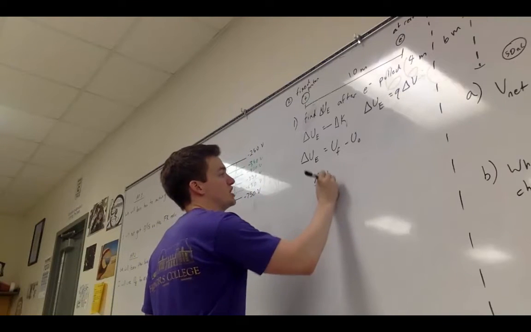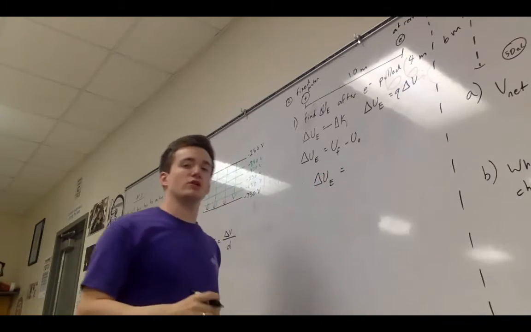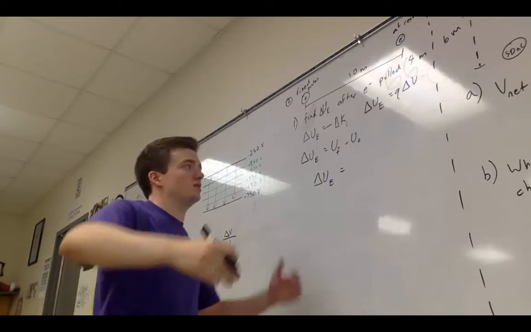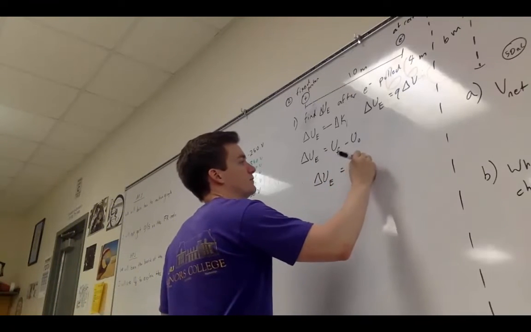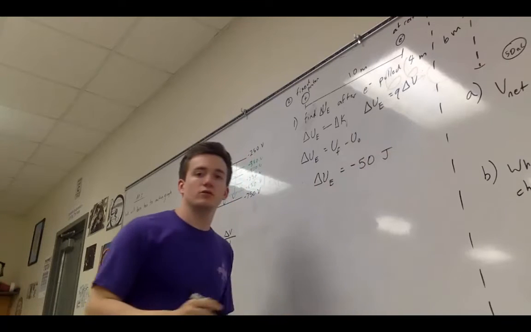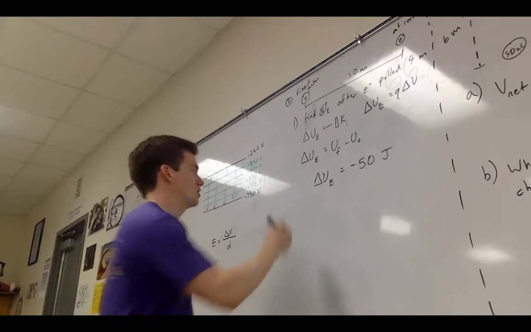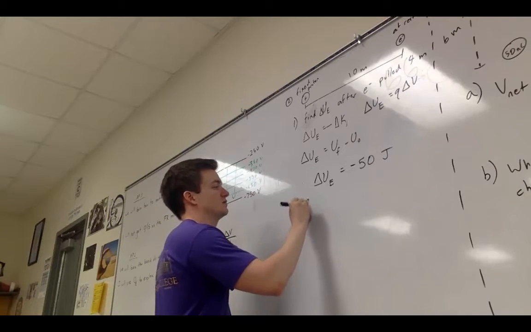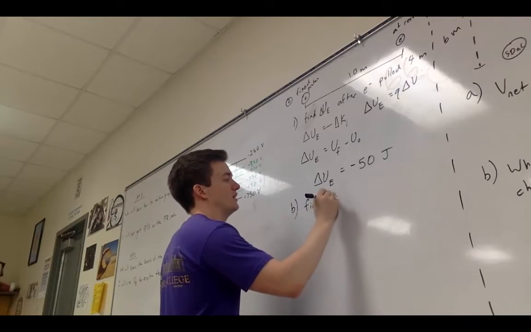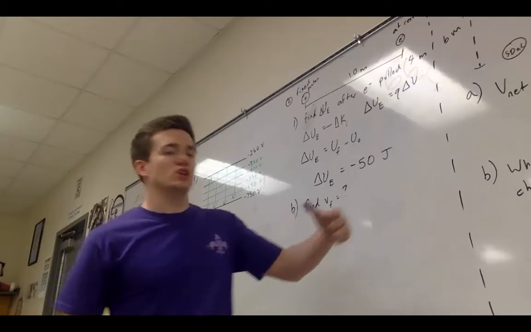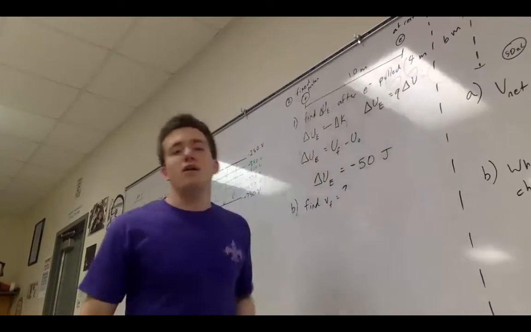I'm going to say that the change in potential energy that we got is that it lost, we'll say 50 joules of potential energy. That's an insane amount for an electron, but who cares? Part B says find the final velocity. What is the final velocity of an electron that starts at rest and then gets pulled?